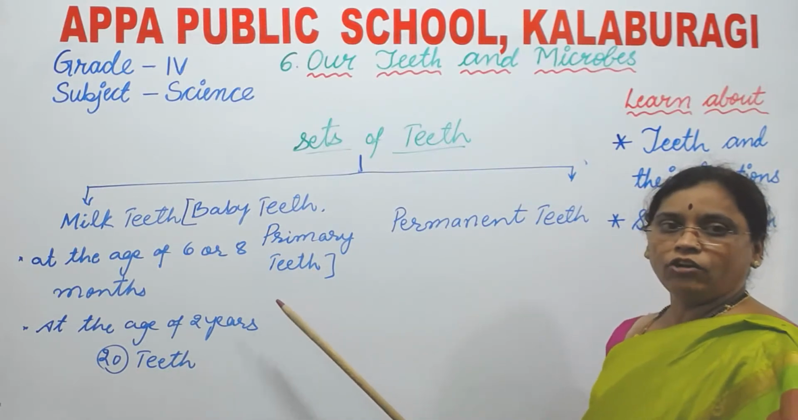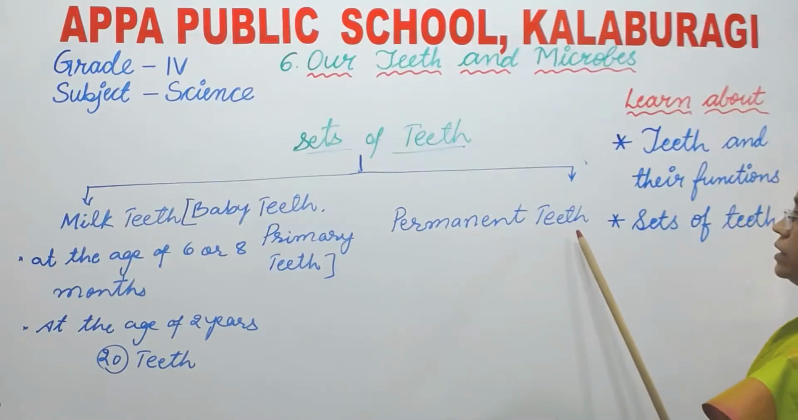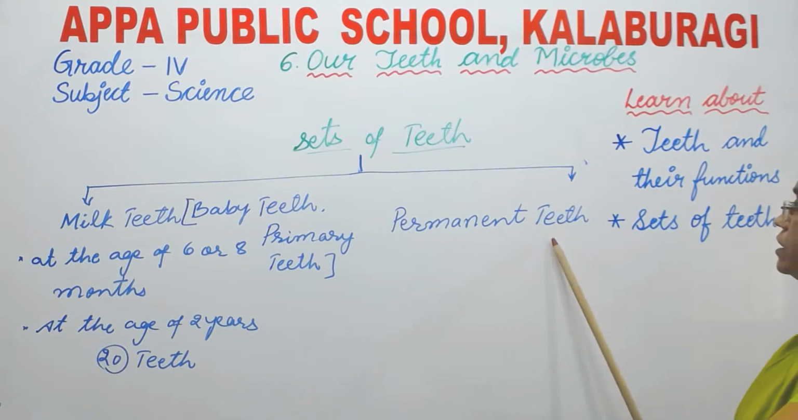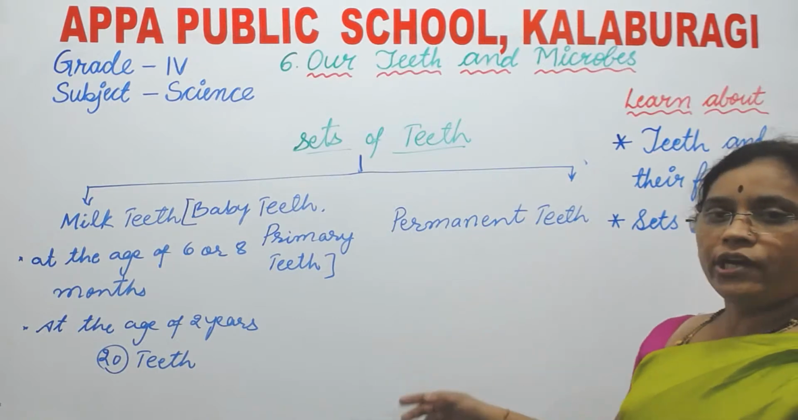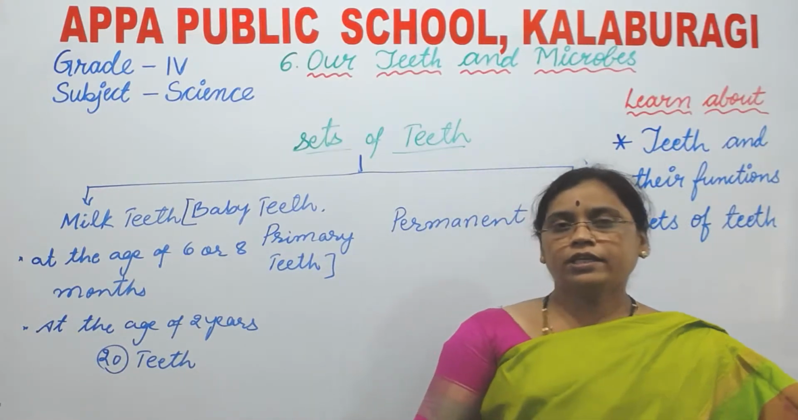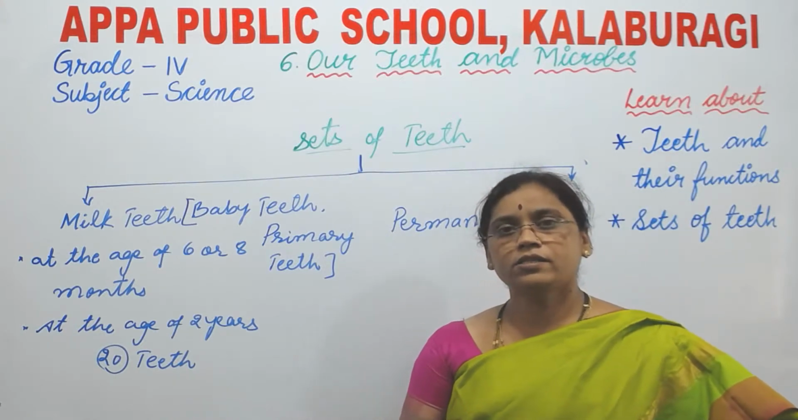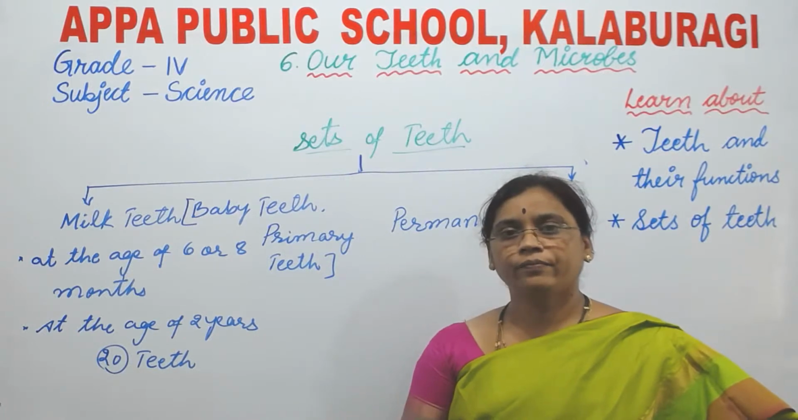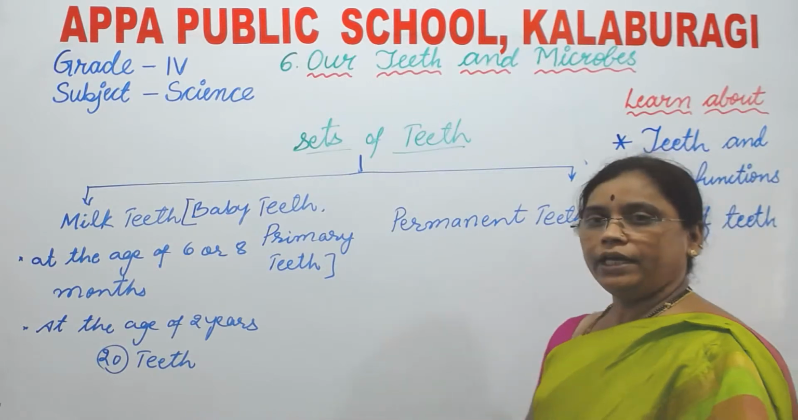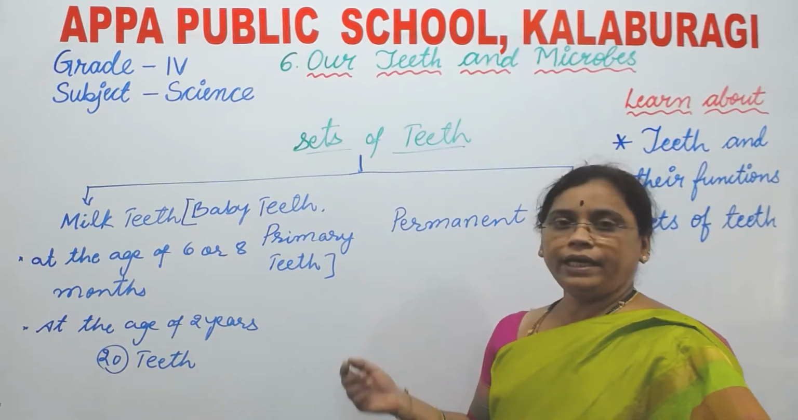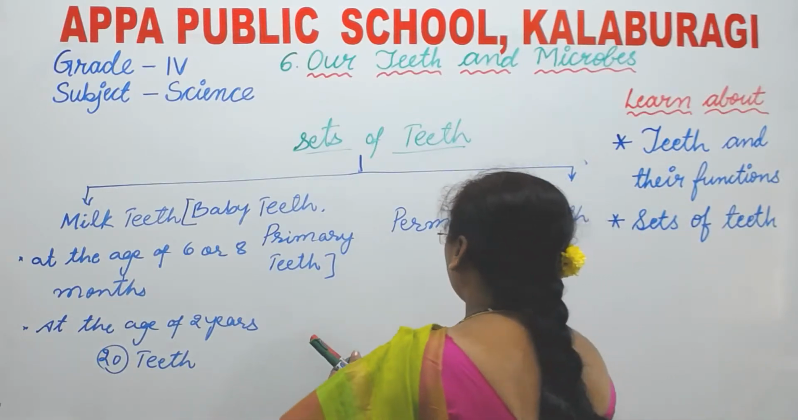Children, shall we move on to the next one? The next one is about the permanent teeth. So let us learn. As the child grows, at the age of 6 to 7 years, can you observe any changes in the teeth? Yes, definitely. There is a change in the teeth. What changes? The milk teeth begin to fall off at the age of 6 to 8 years.